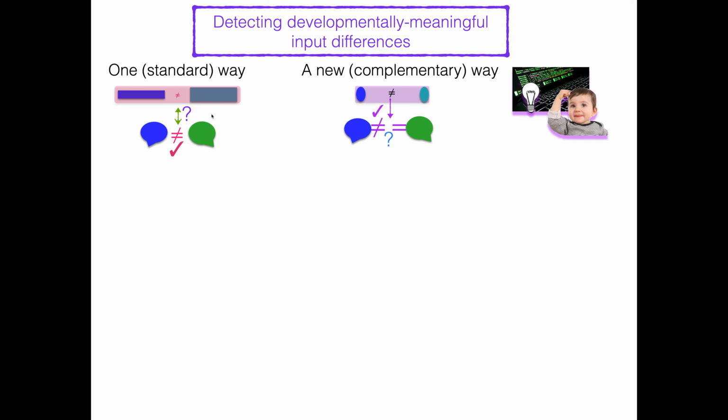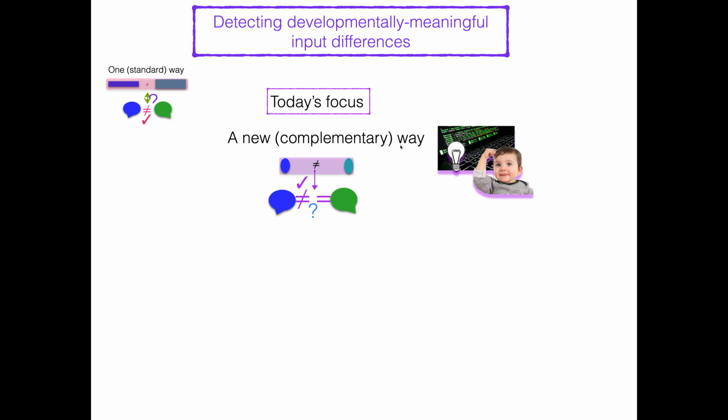And of course, again, we have the standard way, which is measuring input differences, measuring outcome differences, and looking for correlations. And a new complementary way using developmental computational modeling is going to have a predictive story about how that input causes that outcome to develop, right? So I'm going to focus on that way today, as you might imagine, because it's me.